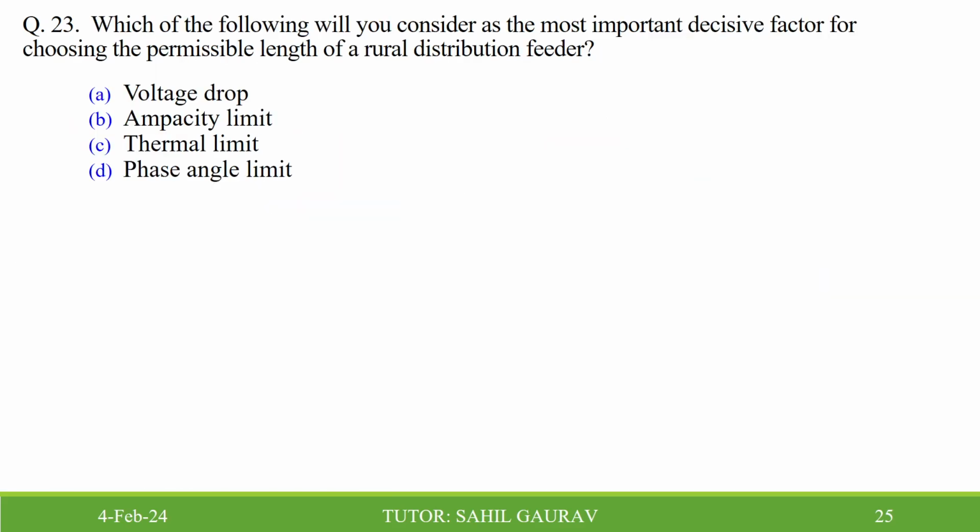Now let us see the next problem. Which of the following will you consider as the most important decisive factor for choosing the permissible length of a rural distribution feeder? This is also an important problem. This is the second last problem. We just have two more problems and then we will finish it.